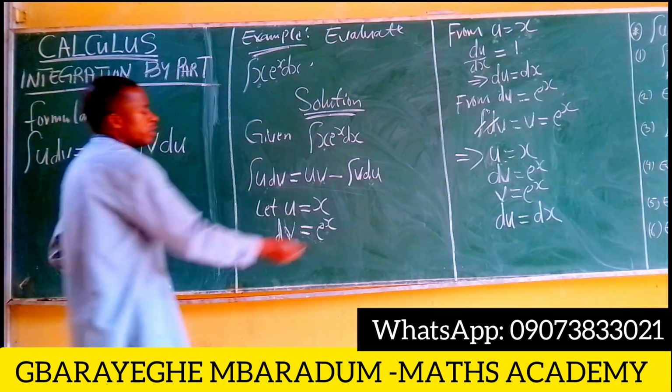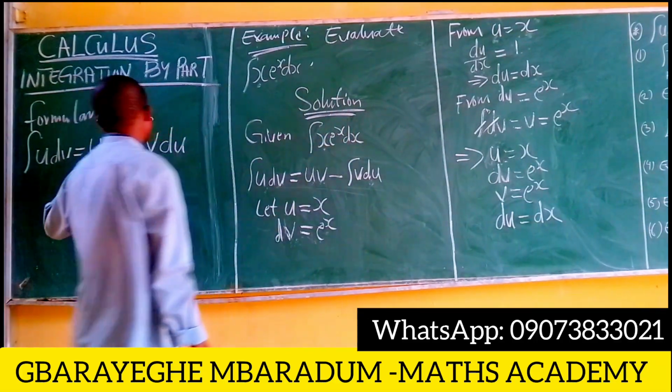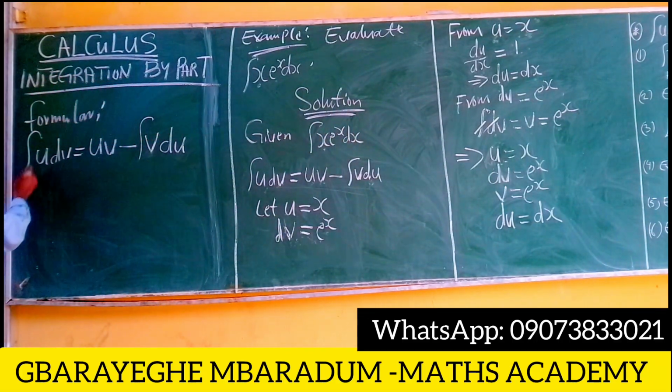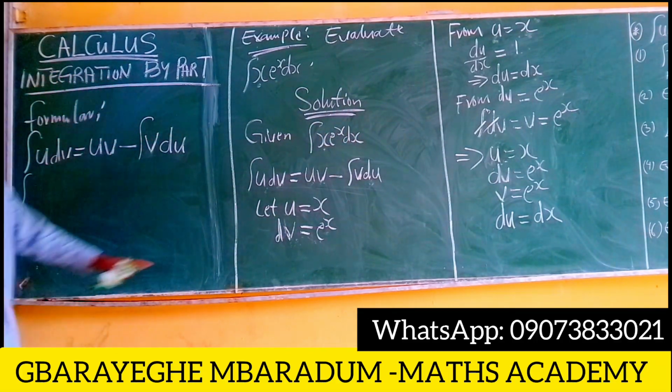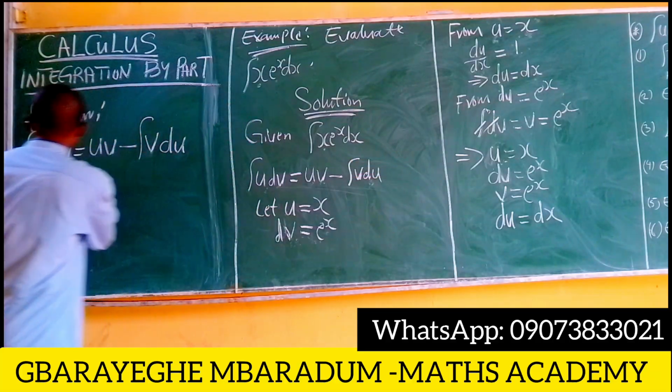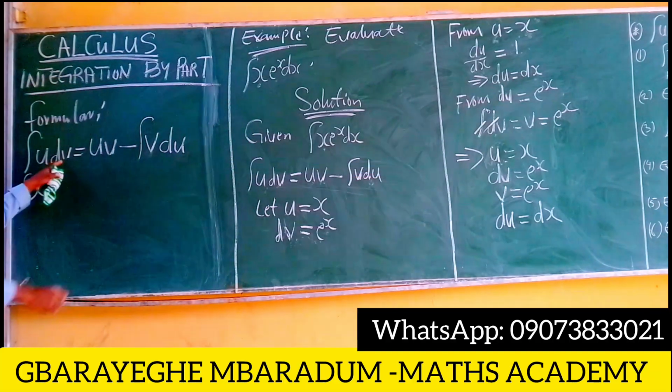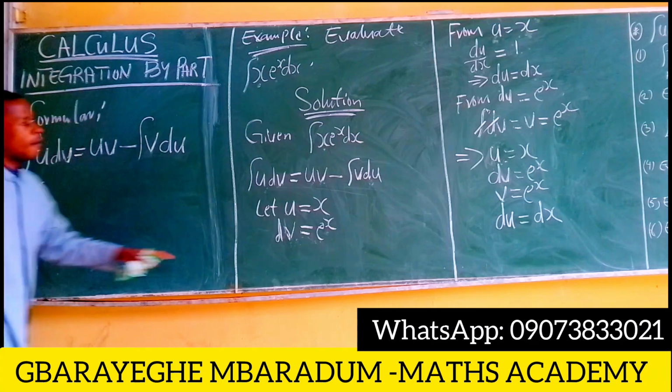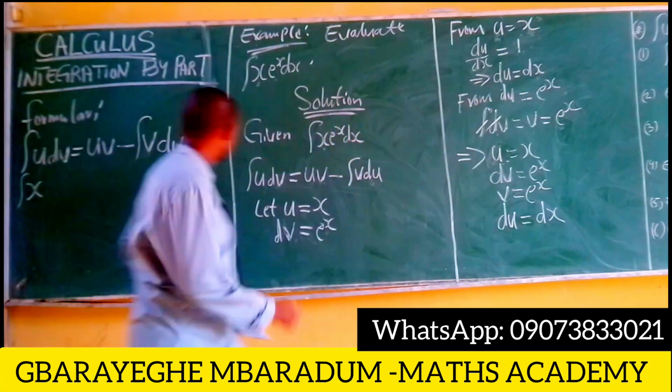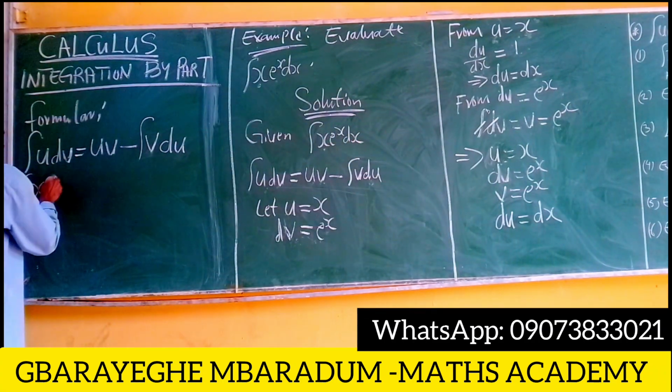Okay, now let's substitute all these parameters into the formula of integration by parts. You know that our u is x, so we put our x here. Our dv is exponential x, so we put our exponential x here.